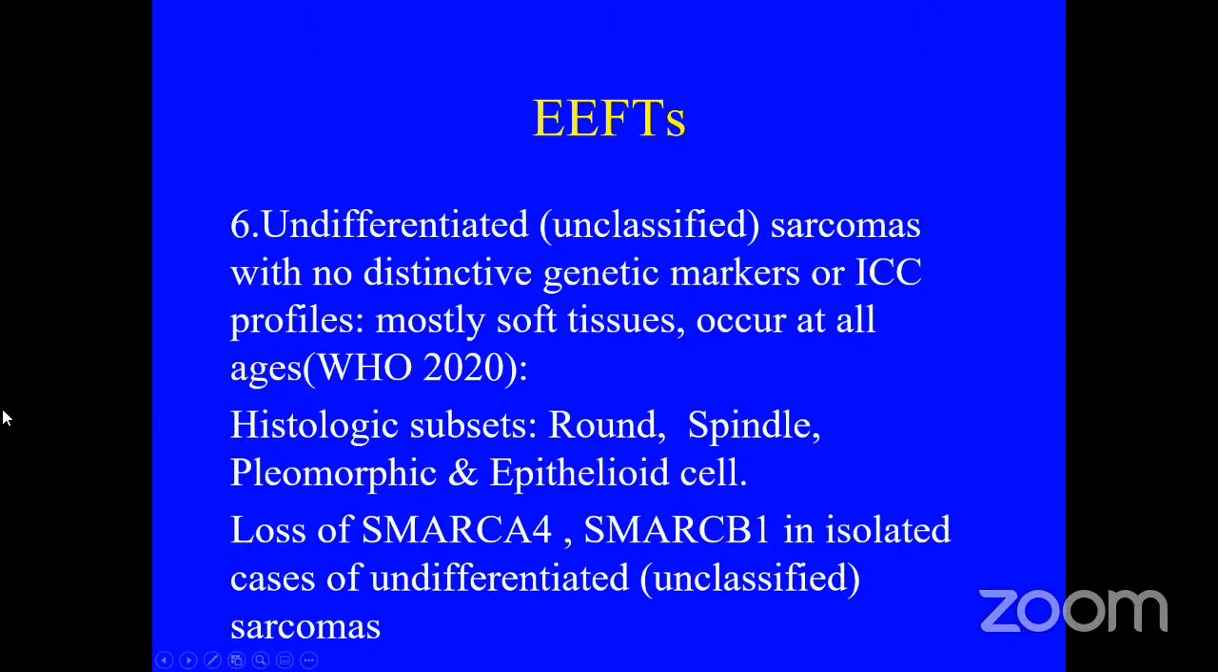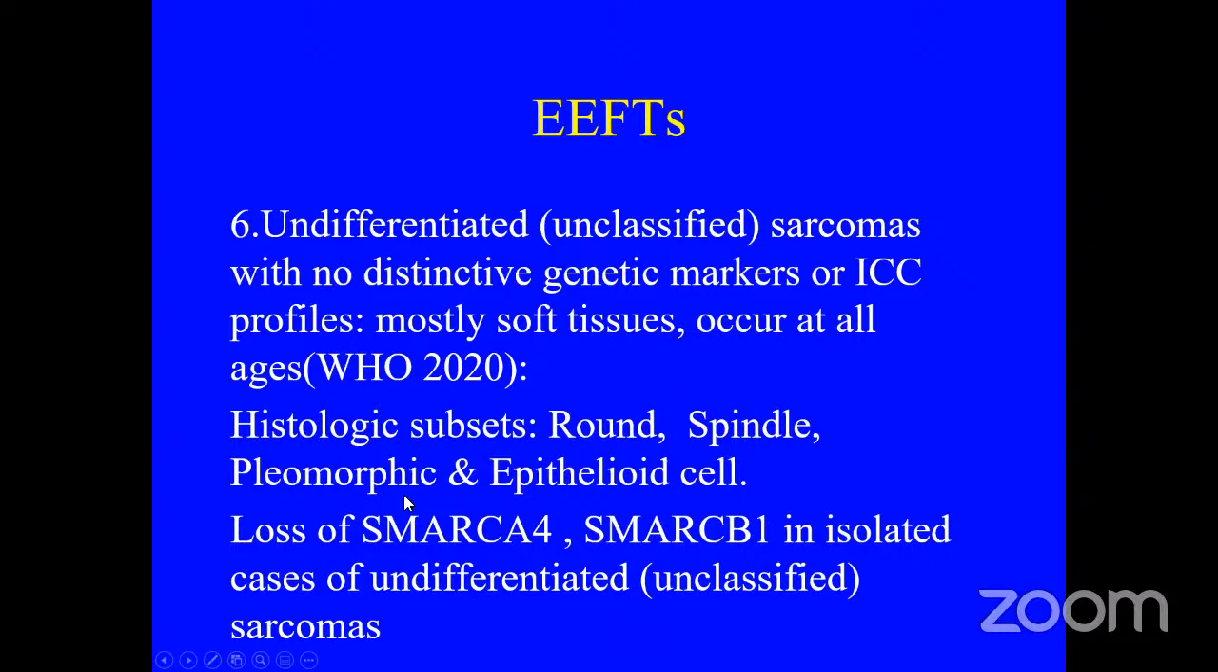So I have mentioned to you the 5 tumors in extended Ewing family tumors. There is a 6th one, which is undifferentiated, unclassified sarcomas with no distinctive genetic markers or IHC profiles, and these occur mostly in soft tissues and occur at all ages.